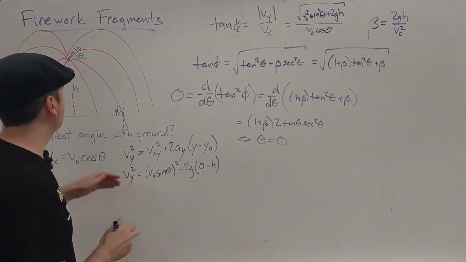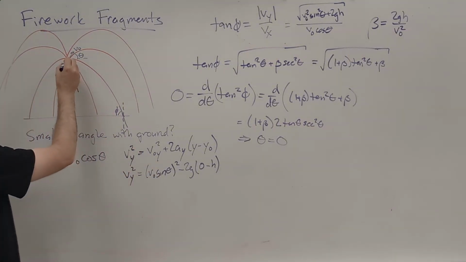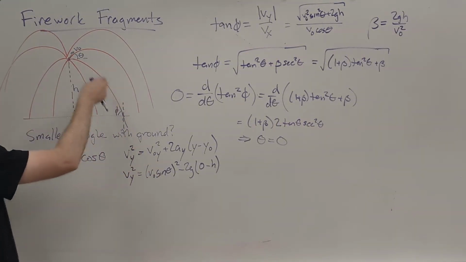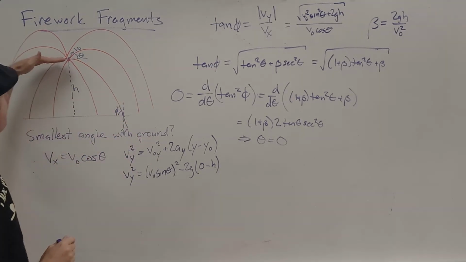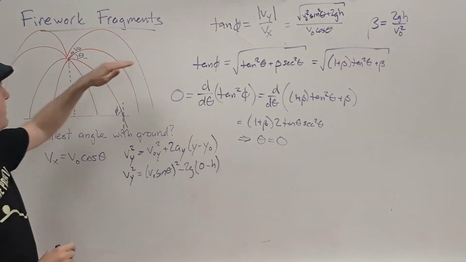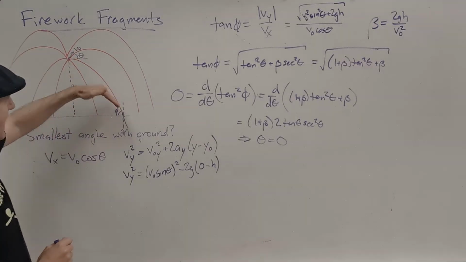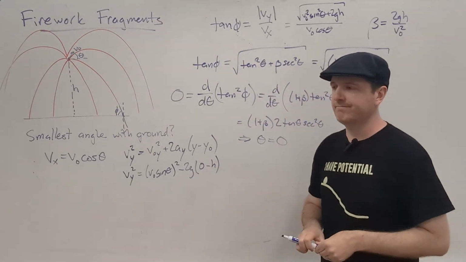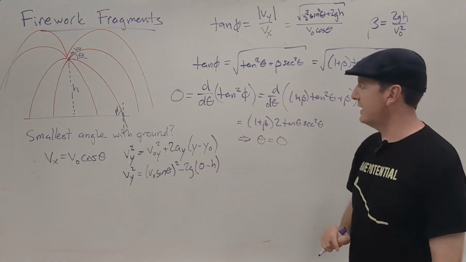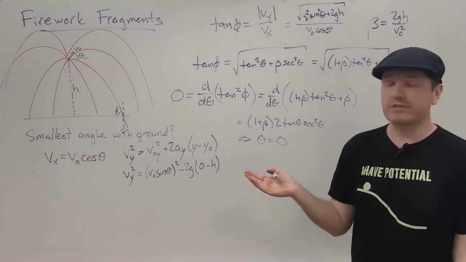And what does that mean conceptually? It means that the angle that's going to be the sort of shallowest angle with the ground are the ones that are coming up directly horizontally from this explosion. Those are the ones that are going to actually end up landing at the sort of minimal angle with the ground. So that's kind of interesting.